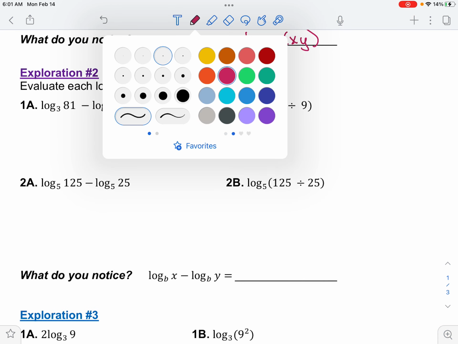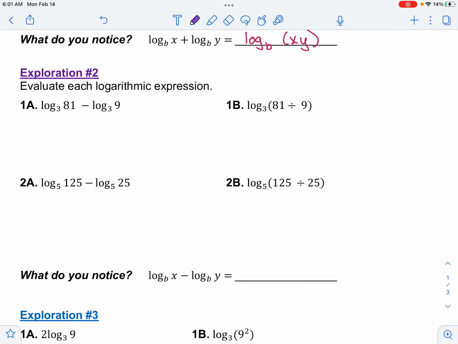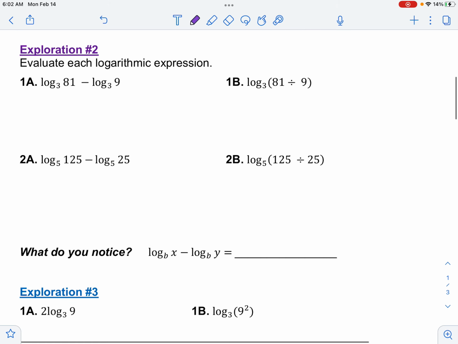Then I had students do the second one on their own. After we did the first one, they were able to do this a little more easily. If we do something similar with this second set of problems, log base 3 of 81 is 4, minus 2, equals 2. And over here, we get log base 3 of 81 divided by 9, which is 9, and so this is also going to equal 2. Notice this time we went from 2 logs to 1 log, but we had subtraction separating them, so that subtraction turned into division when we consolidated.